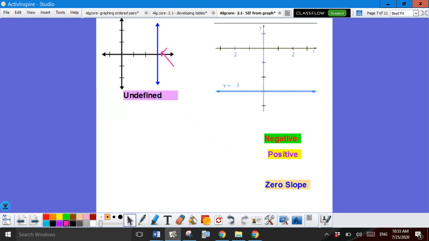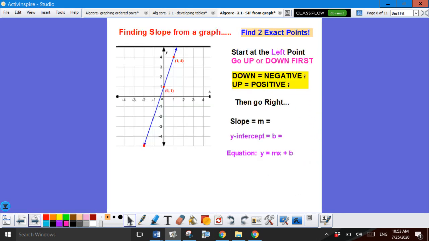That is undefined. Good job. And this one is 0. So that's important. That is important that we make a decision whether or not they're positive or negative, because that will help us. Okay, that will help us.